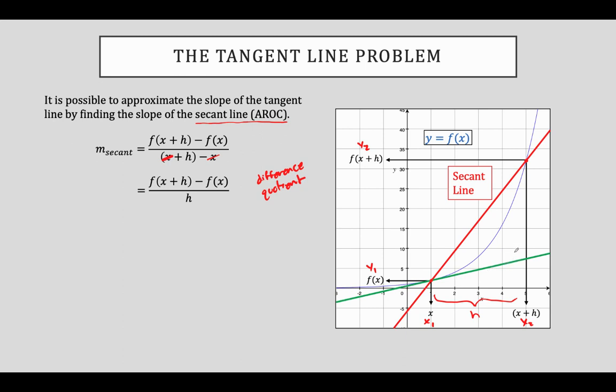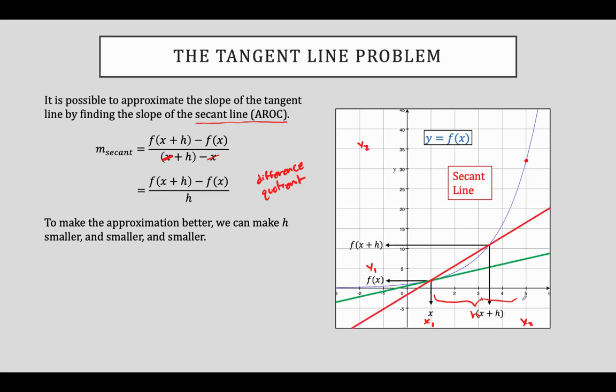To be honest, the slope of this red line is actually a pretty bad approximation of the slope of the green line. They're not really close to each other. However, we can make the approximation better. To make the approximation better, we can make h smaller and smaller. In other words, we decrease the gap between these two values of x. Take a look at what happens when we make h smaller. Now the slope of the secant line, the slope of the red line, is much closer to the slope of the green line.